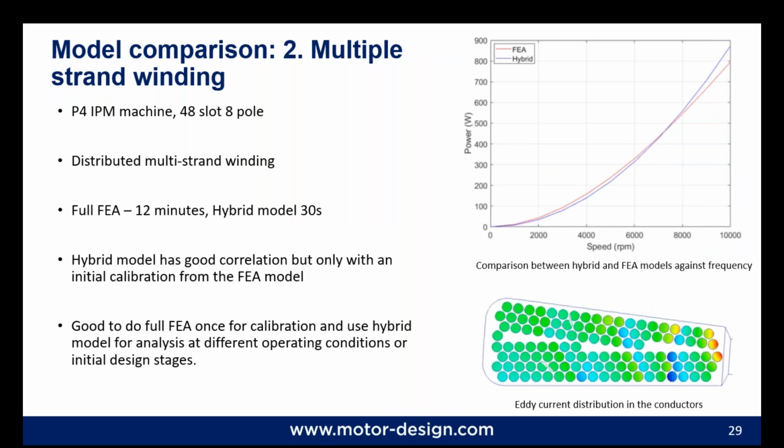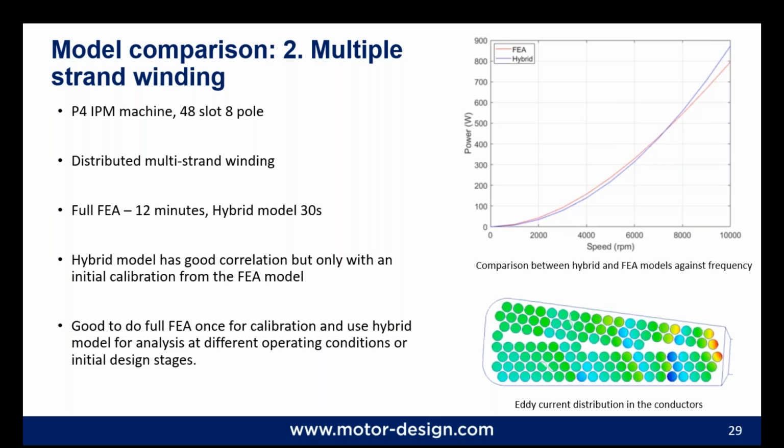Okay, so the second machine, as I mentioned, is a multi-strand winding with multi-stranded bundles. And again, we've got this big time difference. The full FEA model takes 12 minutes to solve, whereas the hybrid model takes 30 seconds.